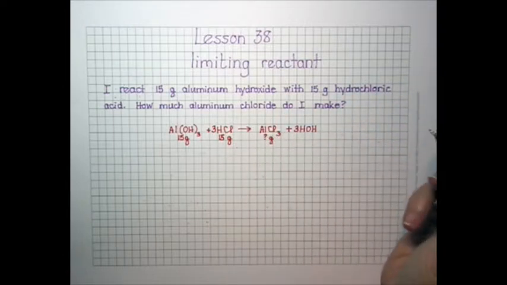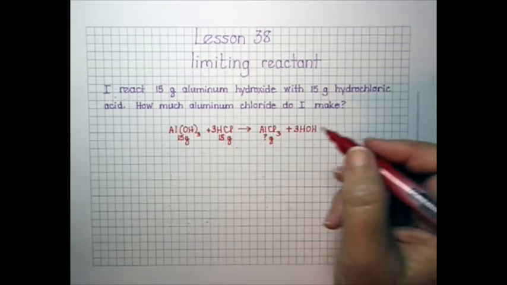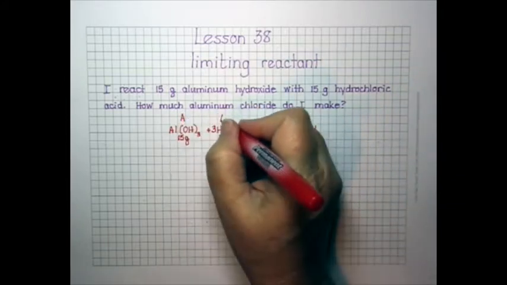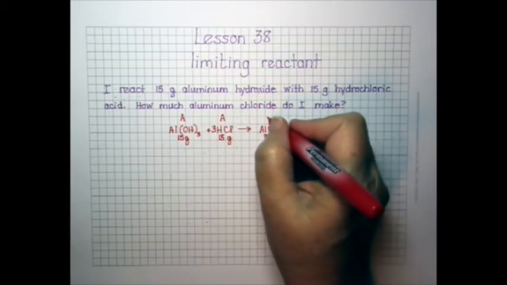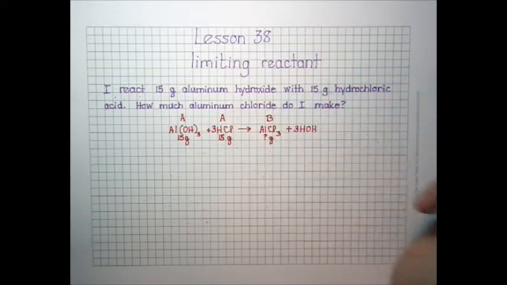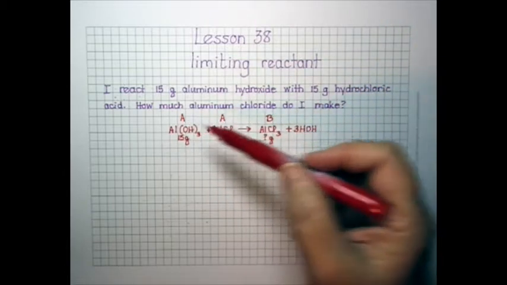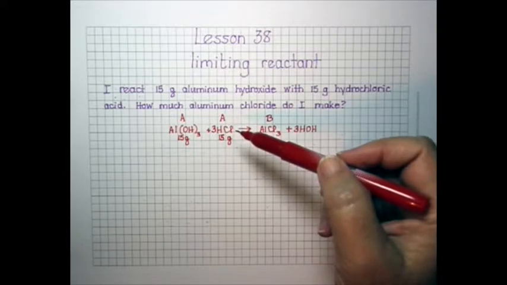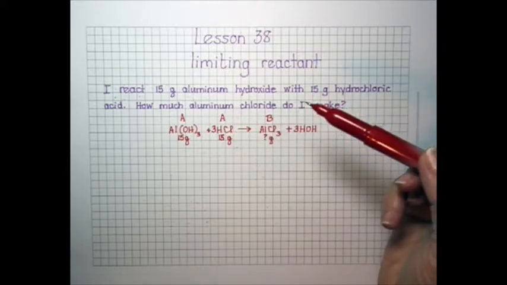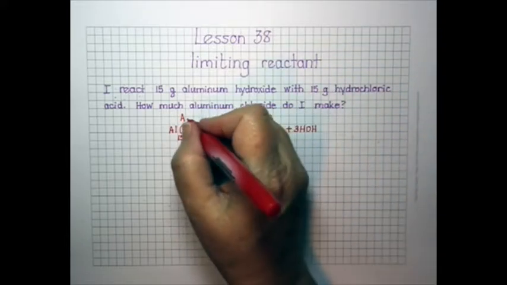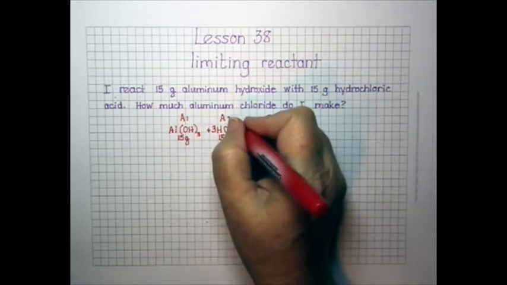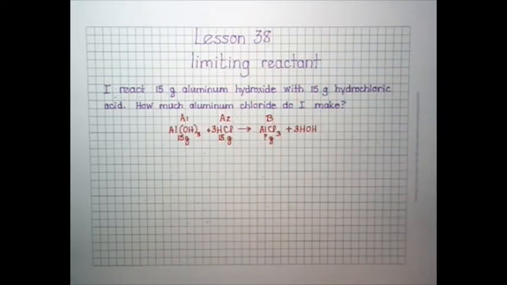Uh-oh. Well, remember the things that we know the amount of we're going to call A, and the stuff we want to know the amount of we're going to call B. Oh, crud. We have 2 A's. That is what makes this a limiting reactant problem. We know 2 amounts, and we don't know which one we're going to run out of first and stop the reaction. Alright, so I'm going to call this A1 and A2, just so we can tell them apart.